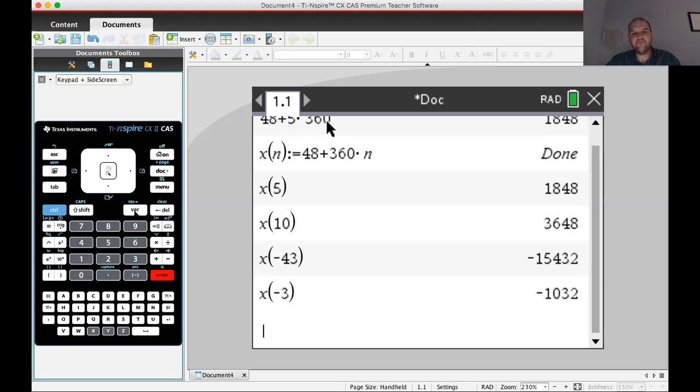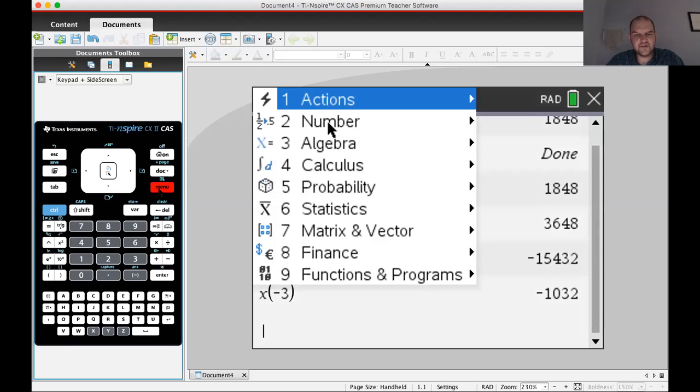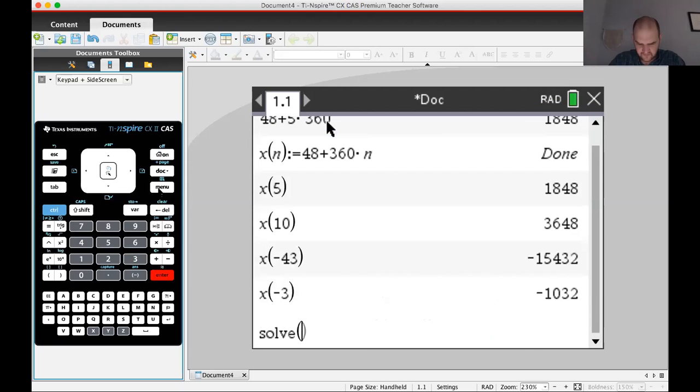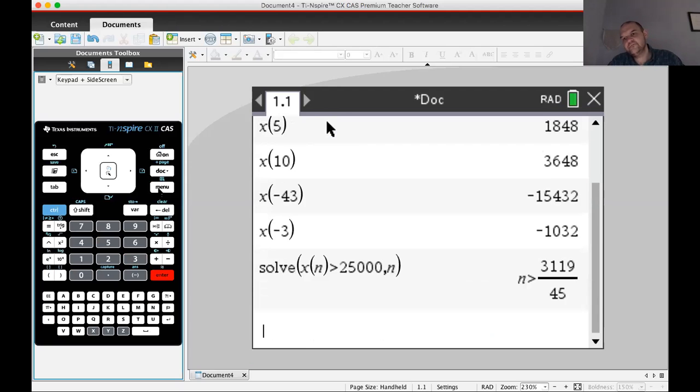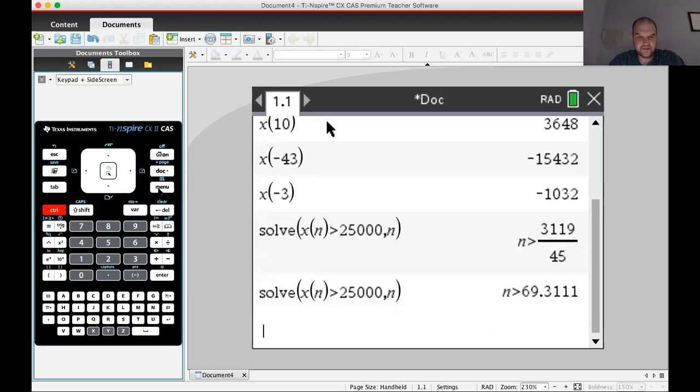All right. And then finally, I want to try to solve this equation. So I'm going to do menu 3, enter for solve. And then I'm doing x of n because I already entered that, right? That's my formula for coterminal angles, angles that are coterminal specifically to 48. I need that to be greater than 25,000. And I want to solve for n. Not useful. So let's do control enter. So you press control, you press enter. I get 69.311. So I'm gonna write that by hand. So n is greater than 69.311, and n is an element of the integers.